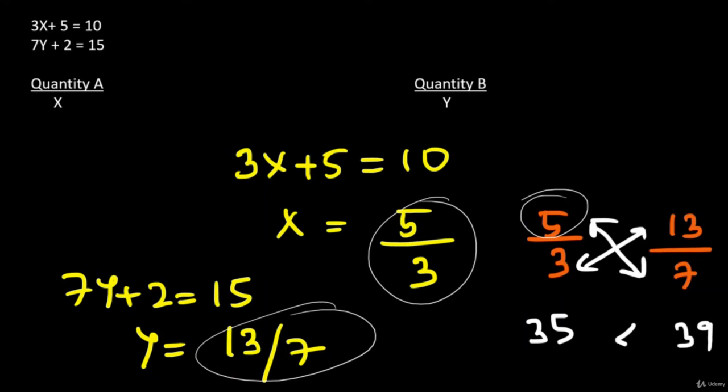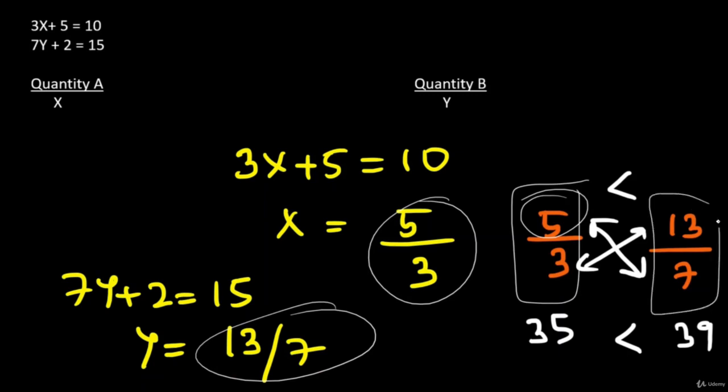So 35 is less than 39. So the same relation holds for these two fractions. That is 5 by 3 is less than 13 by 7, and hence the correct answer to this question is option B.